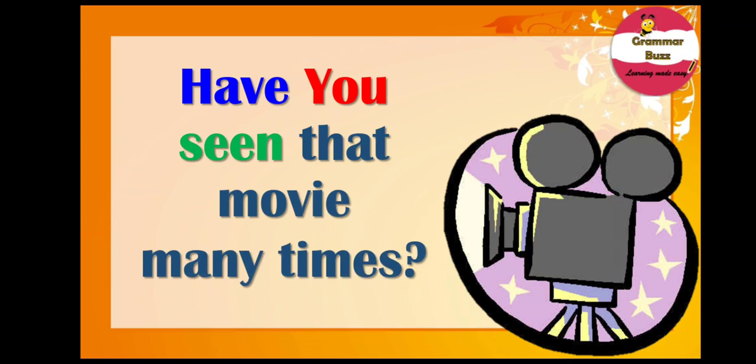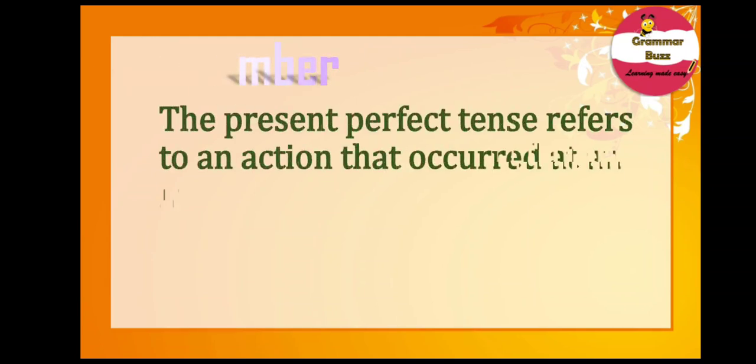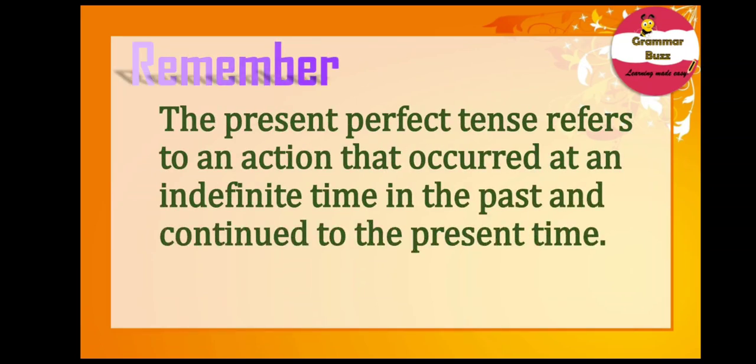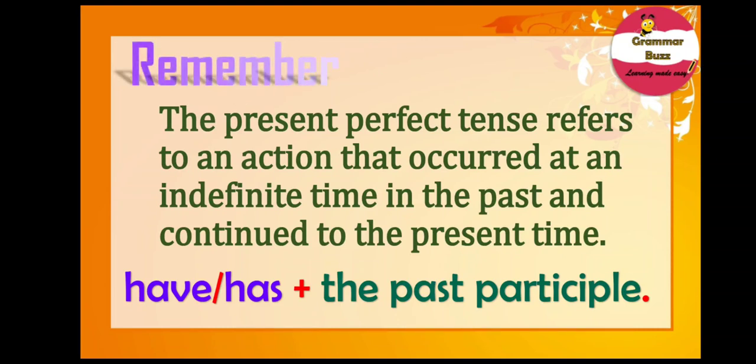So now I think it's time for us to remember. Yes, and what do we need to remember? Well, all we need to remember is the present perfect tense refers to an action that occurred at an indefinite time in the past and continued to the present time. The time is not important. In this form of tense, it is the action or the situation that is important, and we form the present perfect tense by using the auxiliary verb have or has plus the past participle form of the base verb.